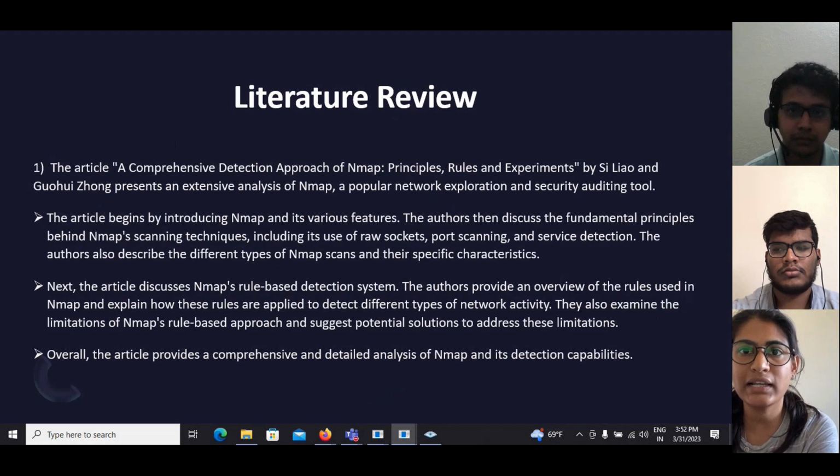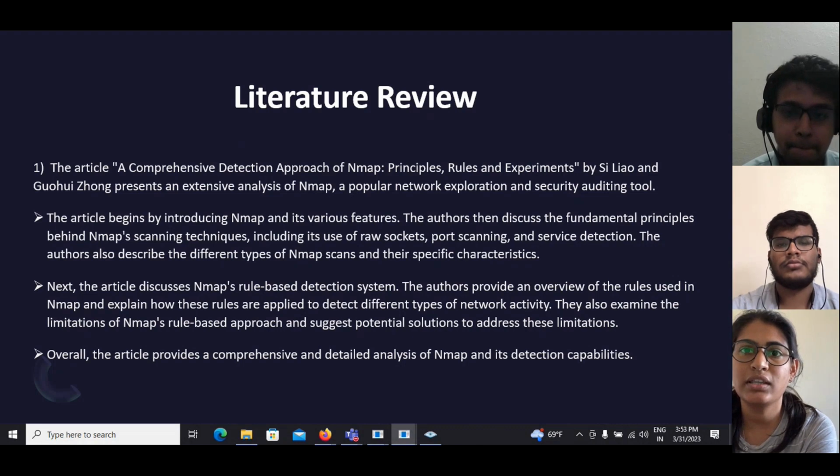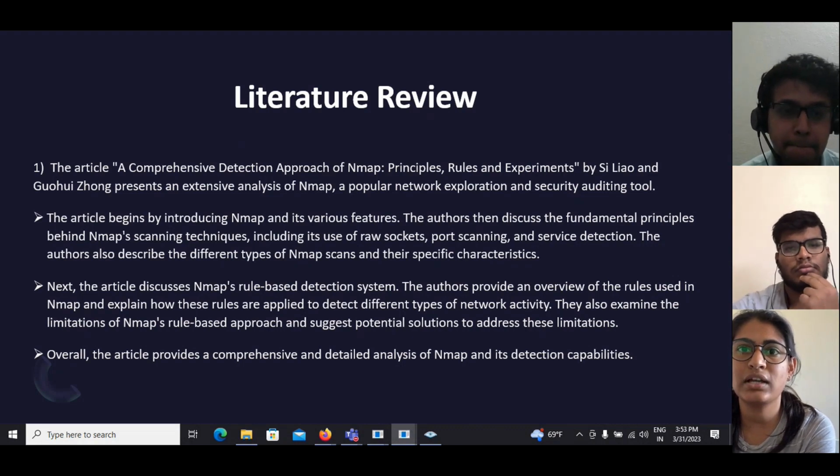The article, A Comprehensive Detection Approach of Network Mapper: Principles, Rules, and Experiments by C. Leo and Jiaohe Zhang, presents an extensive analysis of Network Mapper, a popular network exploration and security auditing tool. The article begins by introducing Network Mapper and its various features.